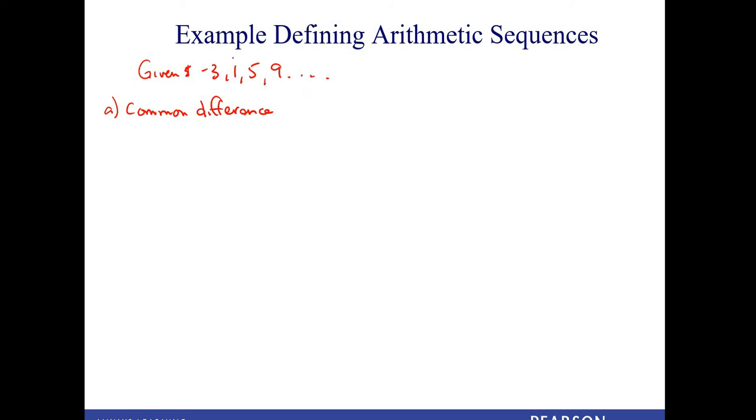One way to find this is to take the second term minus the first. So 1 minus -3 is 4. 5 minus 1 is 4. 9 minus 5 is 4. You notice that 4 is the number that, as I move forward each time, I am adding to the previous term. So my common difference here is 4. The difference between each pair of terms is 4. Okay? Now we want to find an explicit rule.